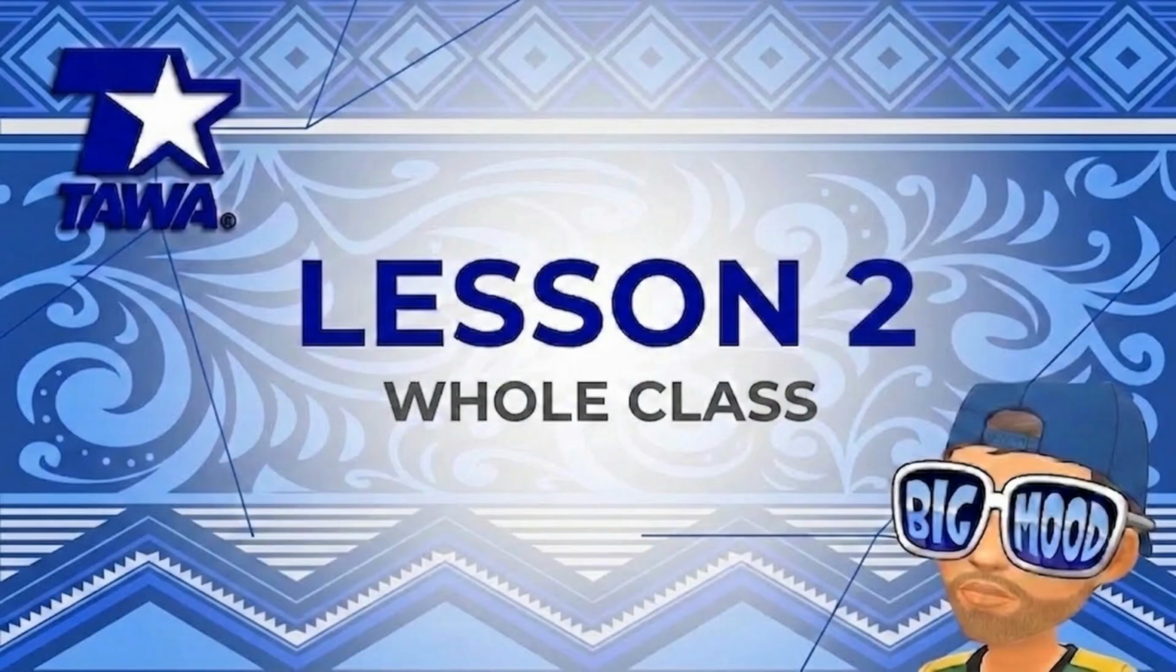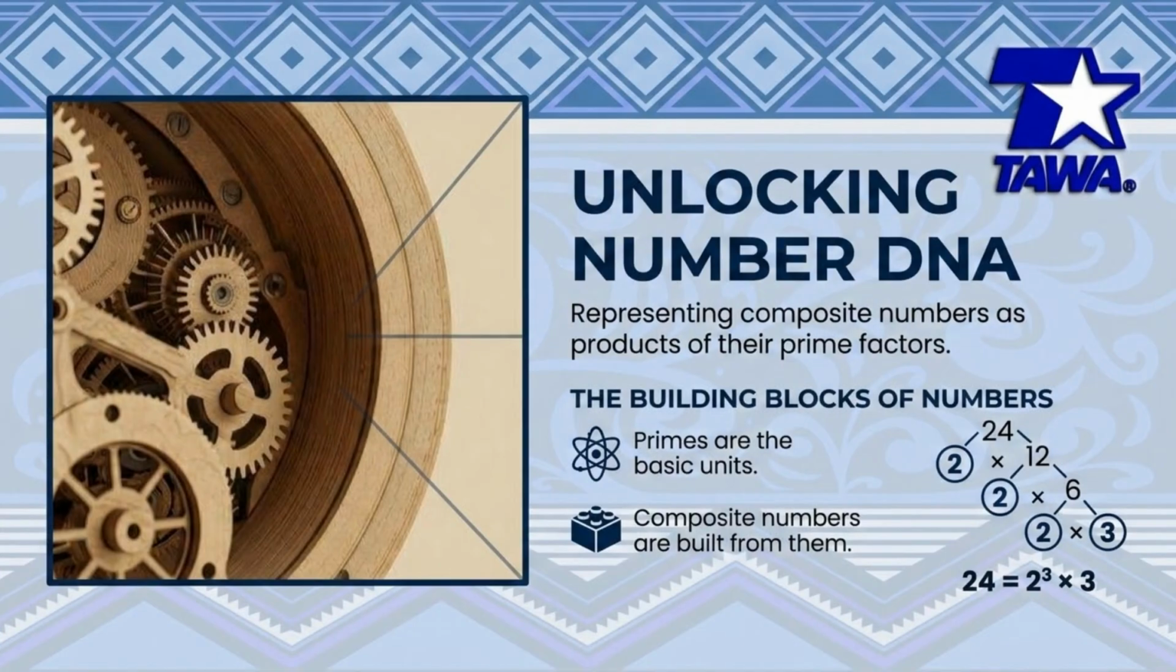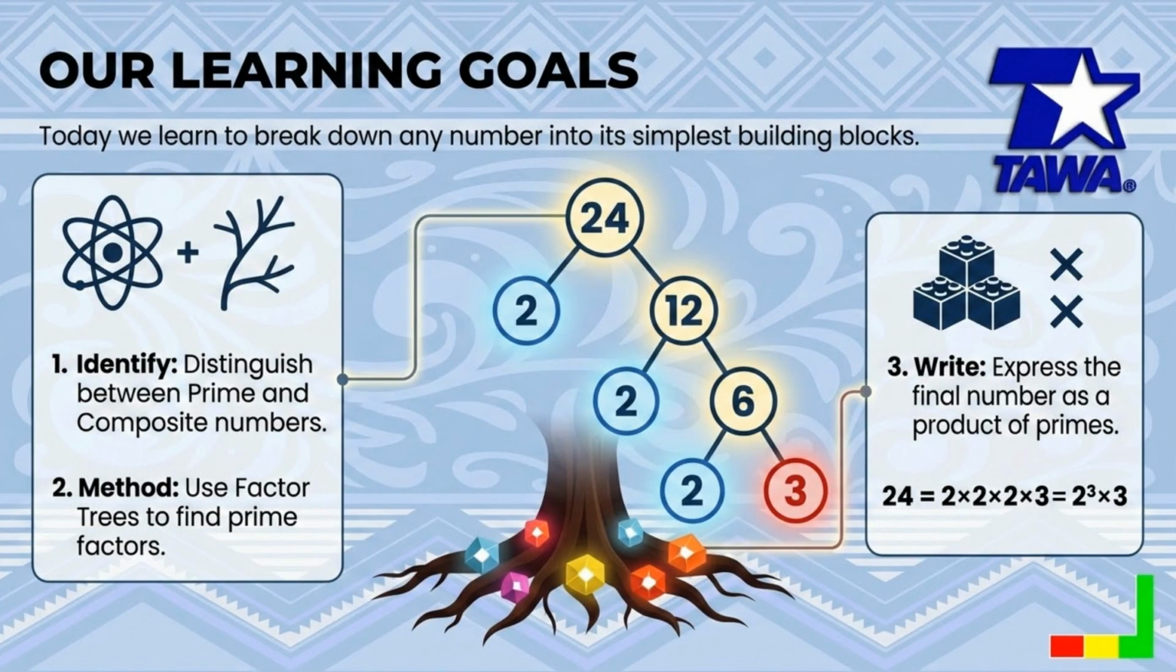Welcome to Lesson 2, a whole class session on prime factorization. Today, we are unlocking number DNA by representing composite numbers as products of their prime factors. Our learning goals are threefold. First, to distinguish between prime and composite numbers. Second, to use factor trees to find prime factors. And third, to express the final number as a product of primes.